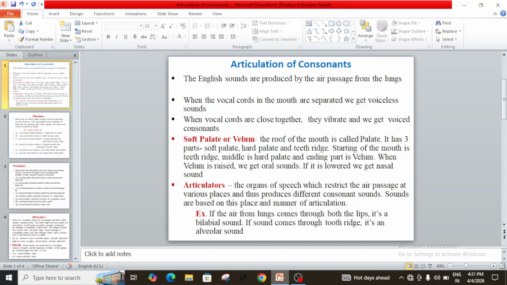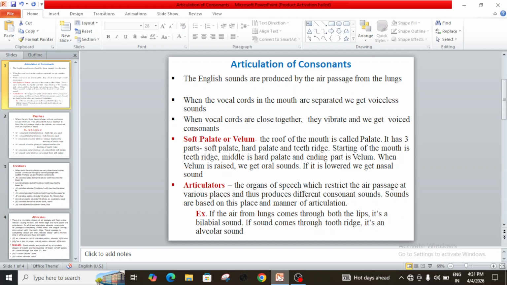When the mouth starts, we can see the teeth ridge in which all the teeth are located. The next part, the central part of our mouth, is called the hard palate, and the last part is called the soft palate. The vocal cords are next to this soft palate, and when they vibrate we get voiced sounds.